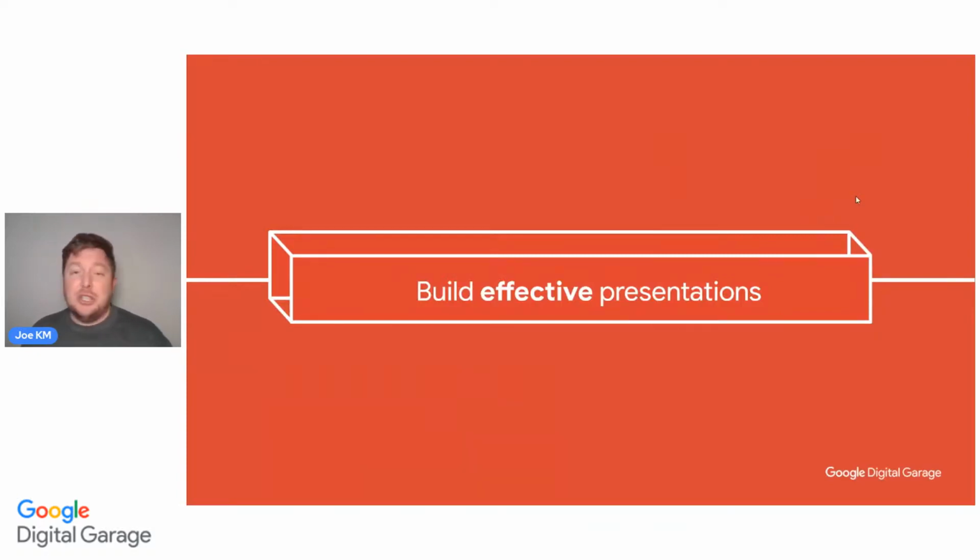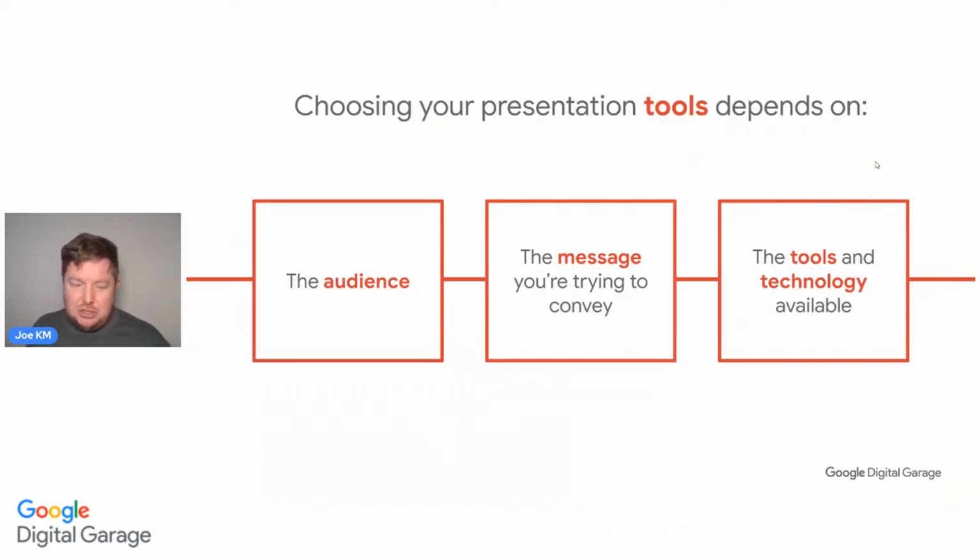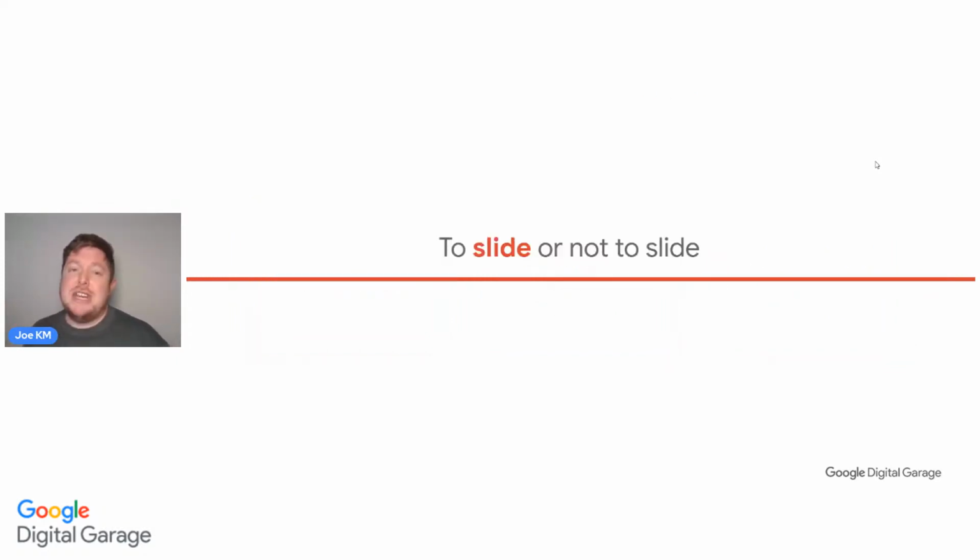So next we're going to have a look at is building effective presentations. So we've already talked about, I suppose, what are the problems and things we can target in presentations and things that we can consider. But now we need to choose the tools depending on the audience, depending on what we're trying to do. So first of all, we need to consider the audience, then the messages that we're trying to convey, and the tools and the technology available to us that will give us an option to take that presentation to that next level. So the biggest question is to slide or not to slide.